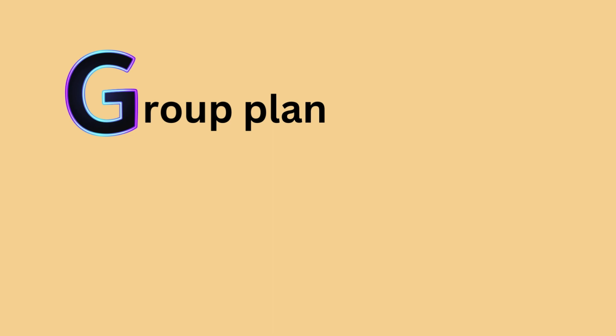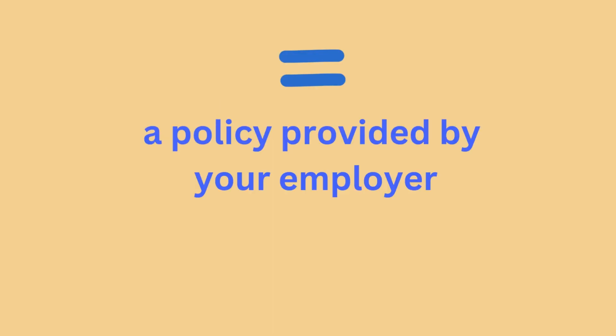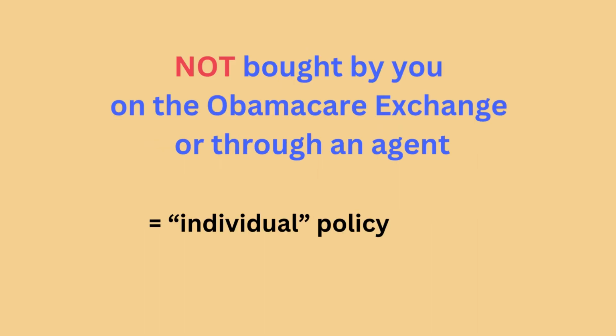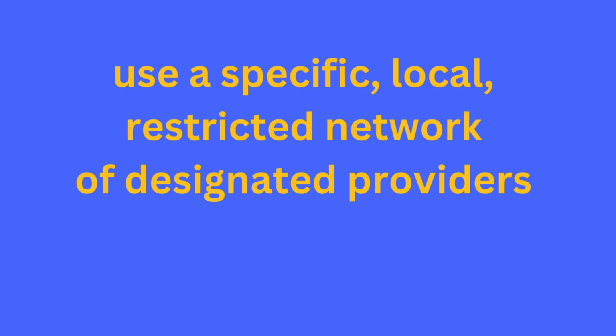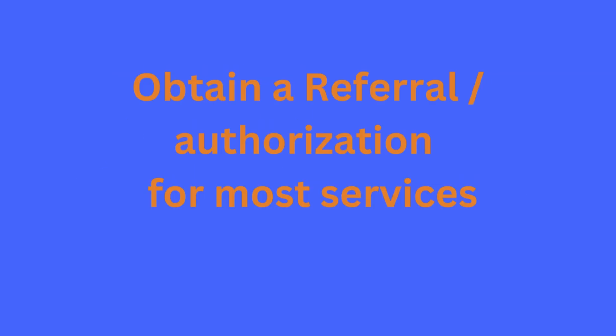A group plan is a policy provided by your employer. It is not an individual policy, which is one that you would have bought by yourself, for yourself, on the open market or through the Obamacare exchange. HMO is one of the two major types of plans out there, the other one being PPO. An HMO member must use a local, more restricted network of providers and must obtain a special authorization for most services. I have mentioned in-network a few times already.